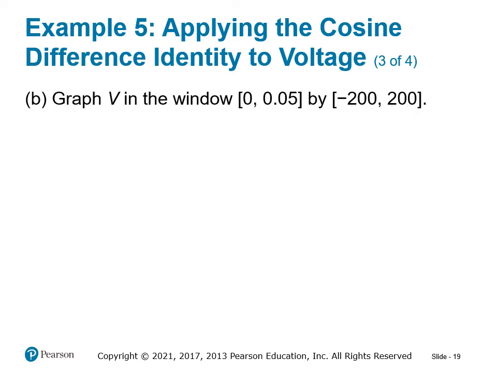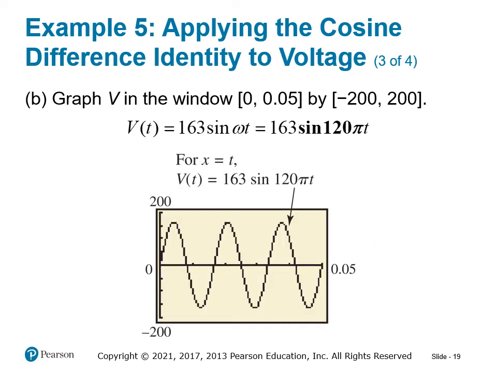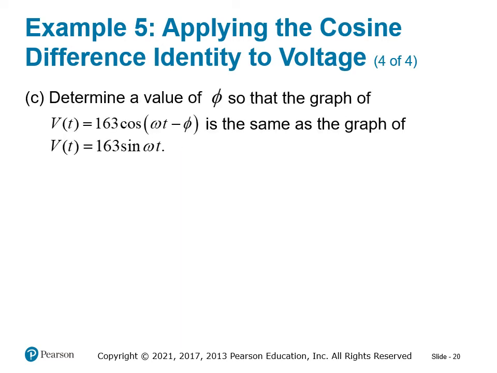It asks us to graph the function v in the window 0 by 0.05. Oh, this is the x and y values by negative 200 to 200. You can plug this in your calculator and just see what it looks like. It's a good idea to do that. Why don't you hit pause for a minute and try that? It's a good little problem to do.